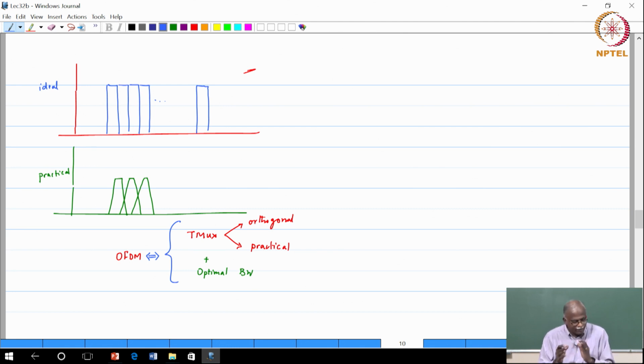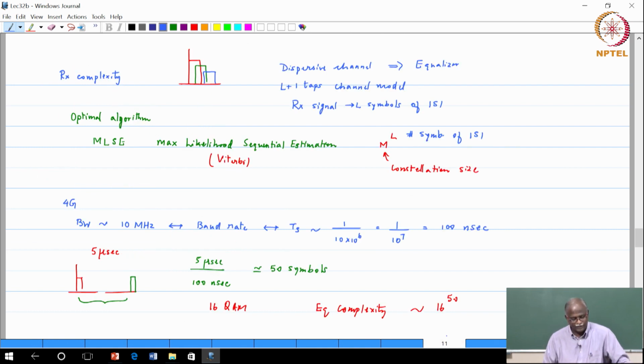So, again OFDM becomes a very interesting issue for us. However, one catch is there. What about equalization? Yeah, you kind of said, you know, all wideband, everything.